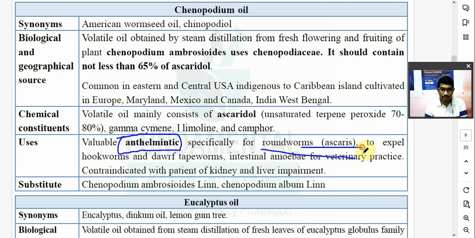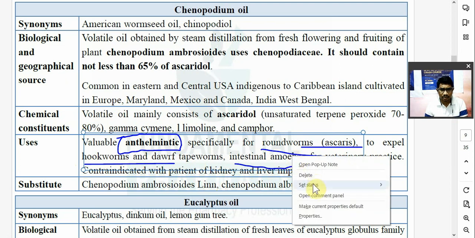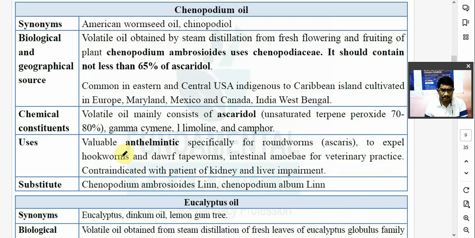Ascariasis. If roundworms are in the intestine, to expel them, also the hookworms, then dwarf tapeworms, and intestinal amoeba. So if you have an amoebial infection in the intestine, this drug is used as an anthelmintic against the roundworms, hookworms, tapeworms, and intestinal amoeba. It is also used in veterinary practice.